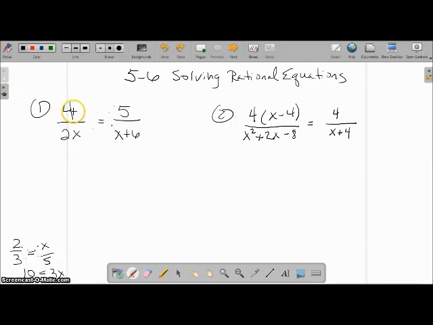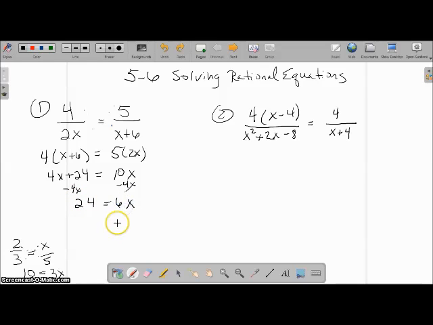So we're going to multiply 4 times x plus 6 equals 5 times 2x. Then it's pretty much simplifying after that. So distributive property. Then we have to solve for x, so we have to subtract 4x from both sides. So 24 equals 6x, and then divide both sides by 6, and we have x equals 4.